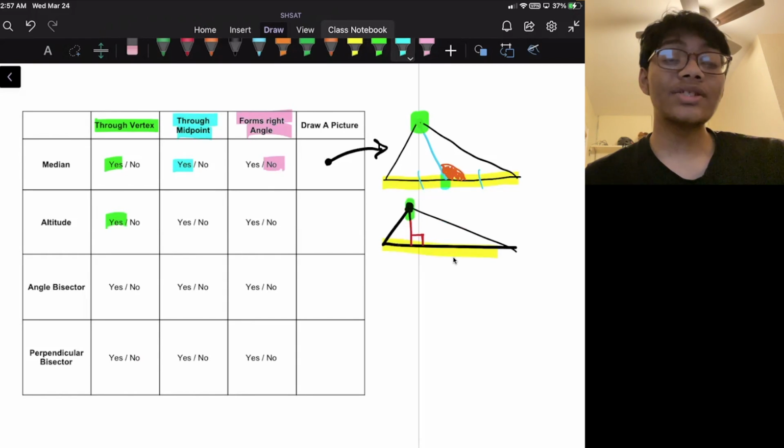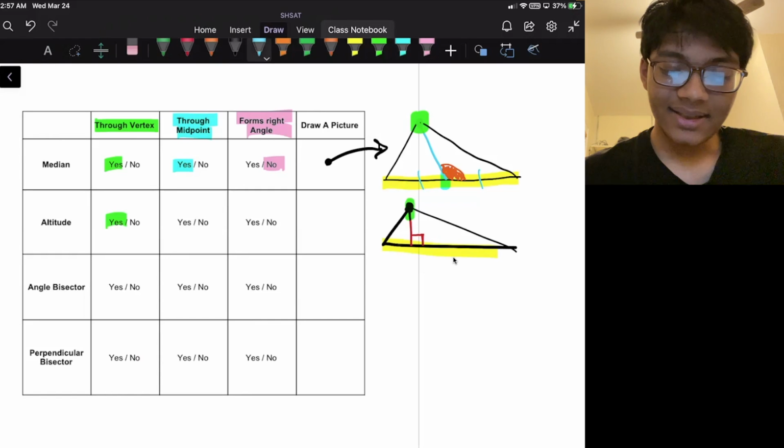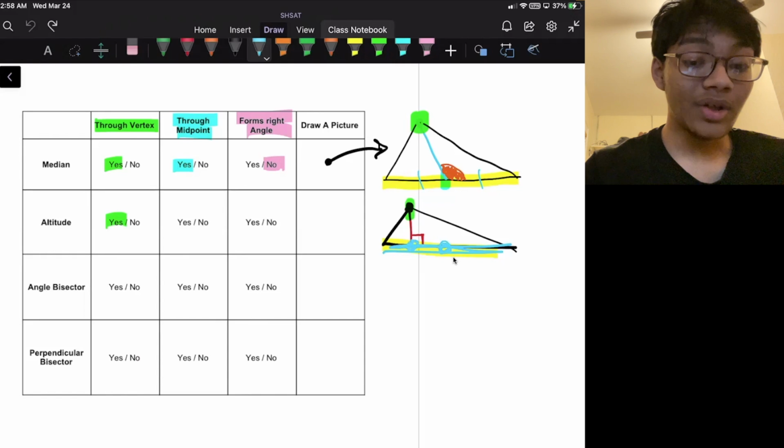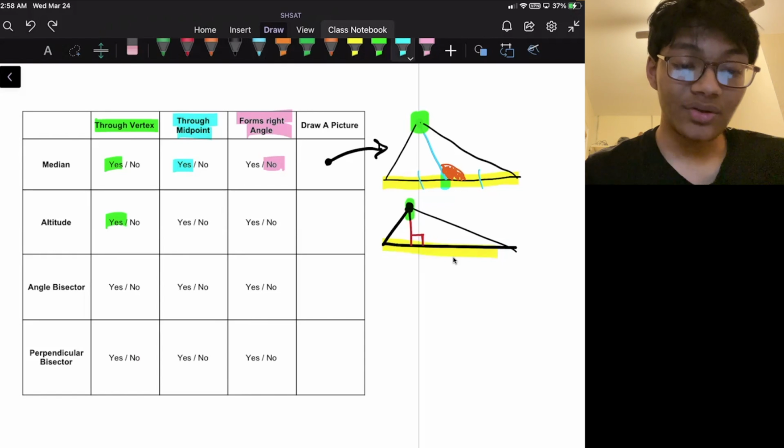Does my altitude go through a midpoint? Not really. Does this look like the middle of that side? No, the middle of this side is probably here. The altitude ends up here. So no, the altitude does not have to go through the middle.